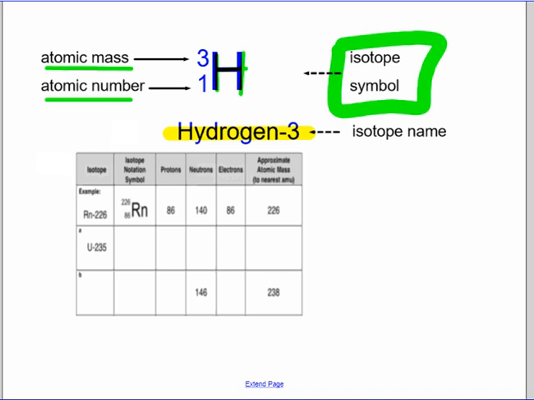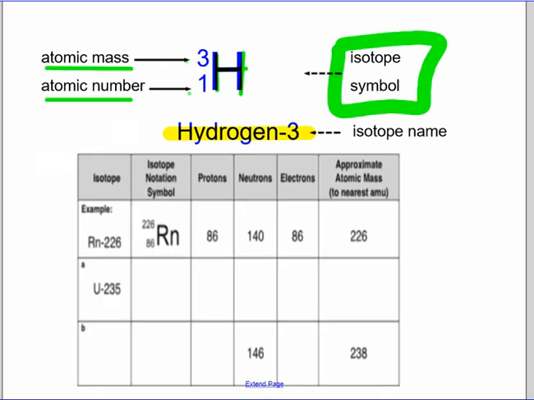The 4 corners where we write numbers around an atom symbol are very important. They all have distinct meaning to chemists. The upper left corner is always reserved for mass, and the lower left corner is reserved for the atomic number. So for isotopes, hydrogen-3 would be written as hydrogen with a 3 on the top and a 1 below it. In this example, we have isotope names and their symbols. We can break down the information from there.